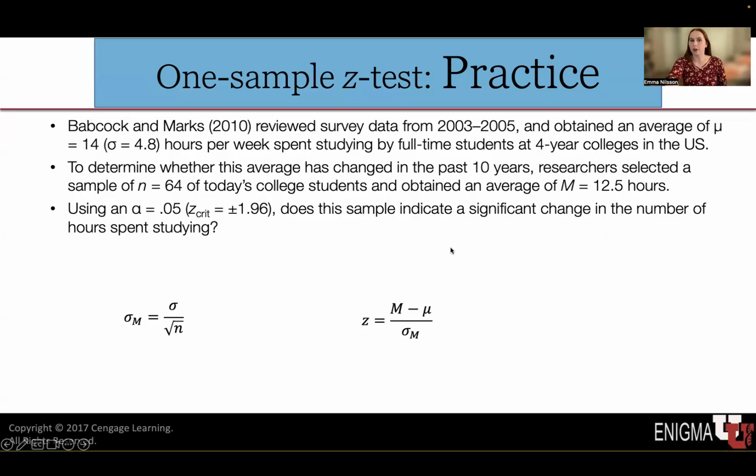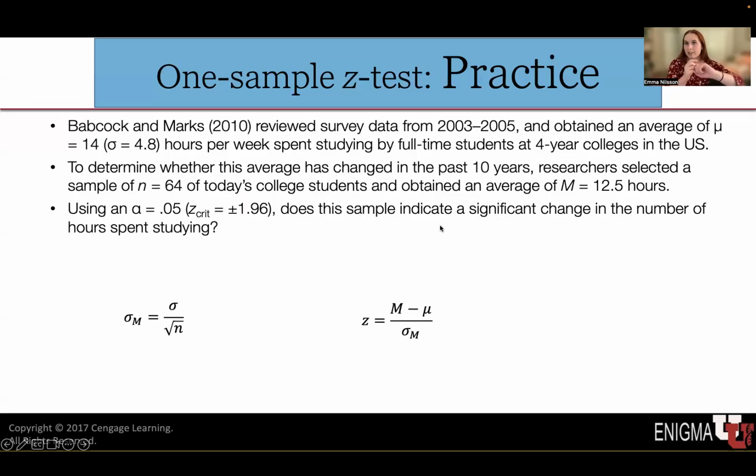So Babcock and Marks in 2010 reviewed some survey data from these years and obtained an average population mean of 14 with a standard deviation of 4.8 hours per week spent studying by full-time students. They wanted to determine whether or not this average has changed in the past 10 years. So they selected a sample of 64 of today's college students, and they got a sample mean of 12.5. So we're using an alpha of 0.05, which means that our z critical value is going to be plus or minus 1.96. My question for you is, does this sample indicate significant change in the number of hours spent studying?